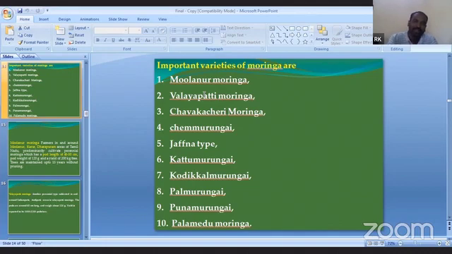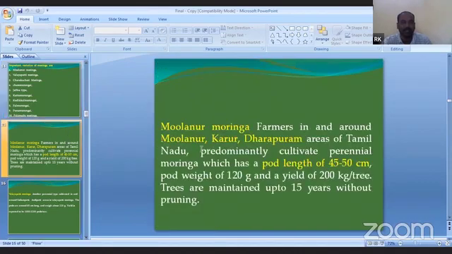Kodikal Murungai, Pal Murungai, Puna Murungai, Palamedu Murungai. These are perennials. But why do we put the name like this? It is the origin plus Moringa, like Molanur Moringa. So I am giving a few notes on this, and we will quickly see that. Molanur Moringa is grown by Molanur Moringa farmers.